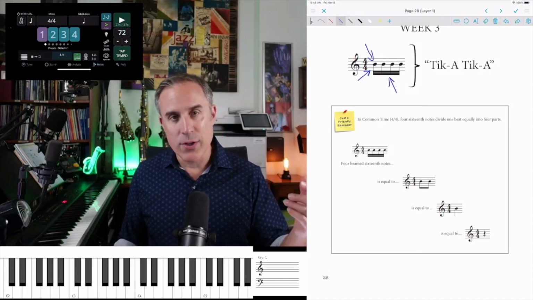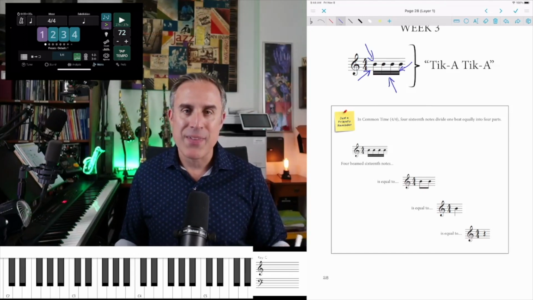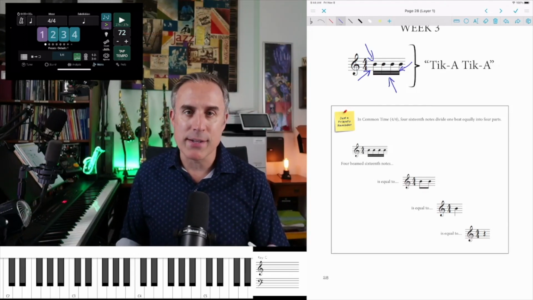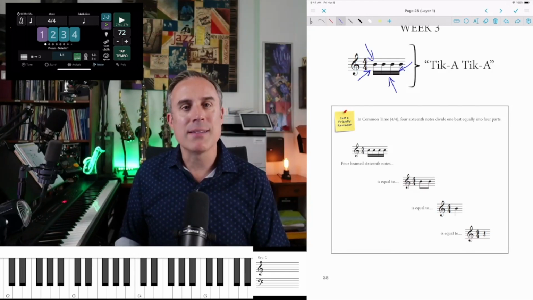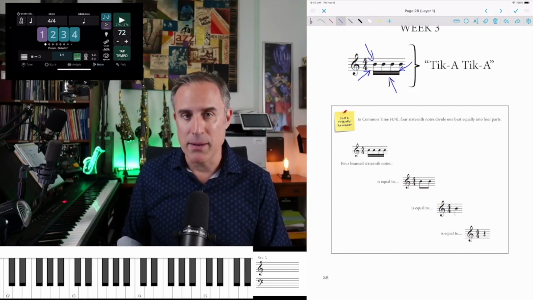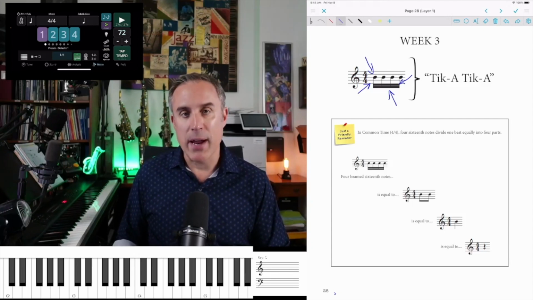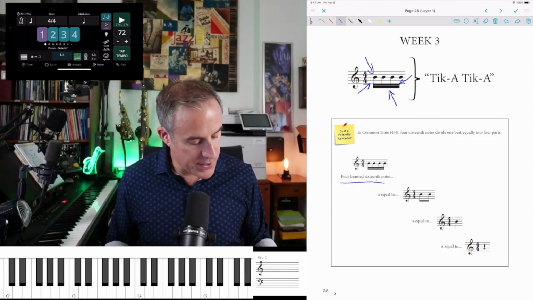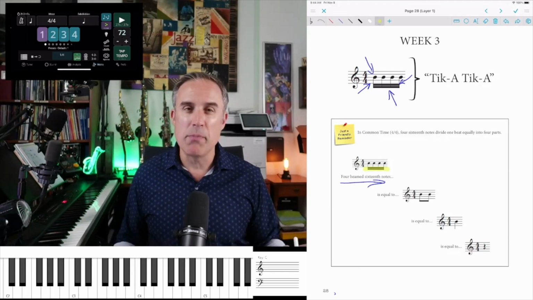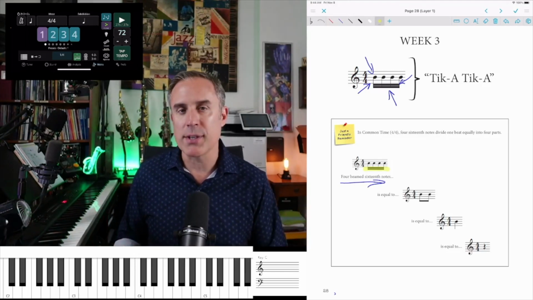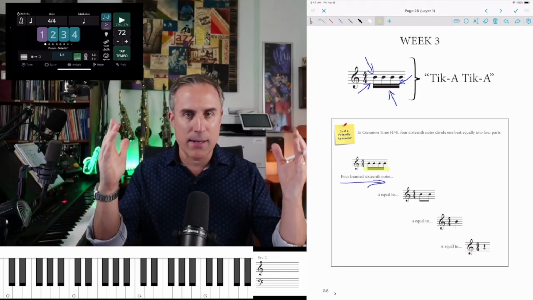And the one thing that you'll notice right away is that there are 2 beams for 16th notes. This is what differentiates 16th notes from 8th notes. 8th notes have a single beam, and 16th notes have 2 beams. Let's look at the bottom of the page at this simple diagram. We have 4 16th notes, and we can see that these 4 notes are connected by 2 beams, thereby creating our 16th notes. Tik-A, Tik-A.